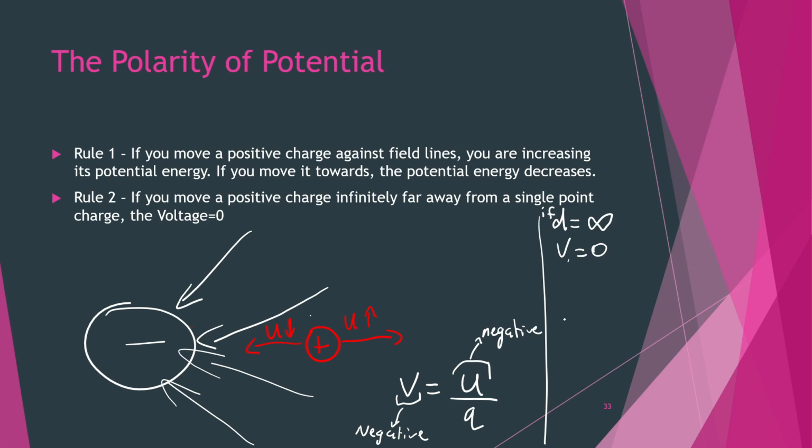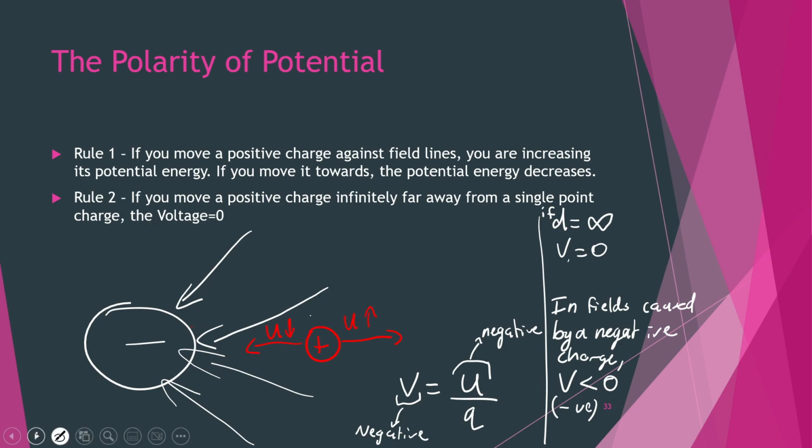So what we can conclude here is that in fields caused by a negative charge, we can assume that the potential will always be less than zero. In other words, the potential is negative. Now, this concept can be a little bit abstract and you are playing around with lots of ups and downs and positive and negative values, but it is something that we will continue to practice in class.